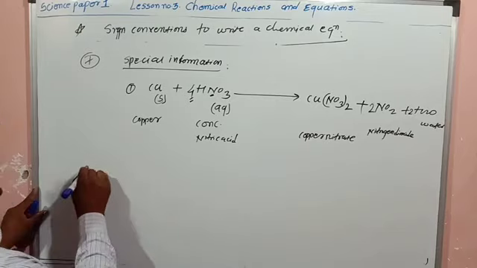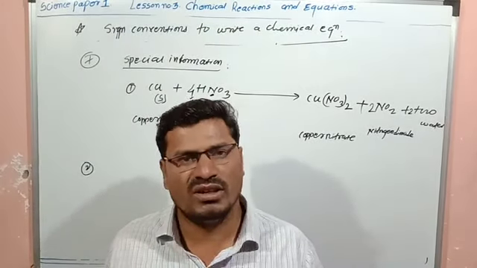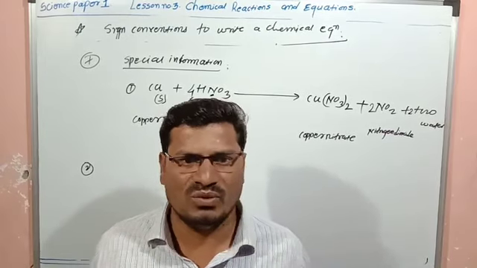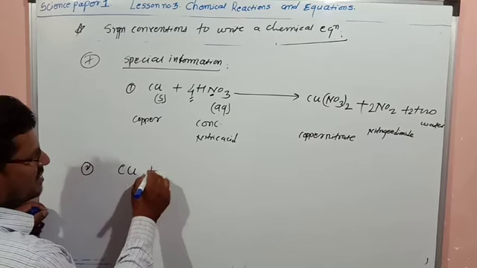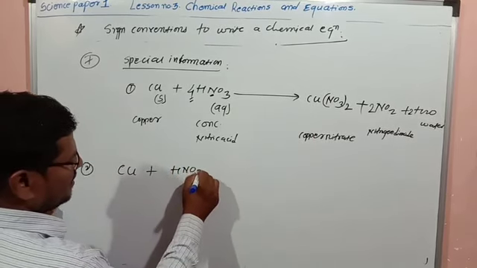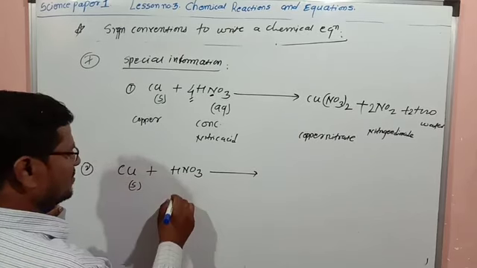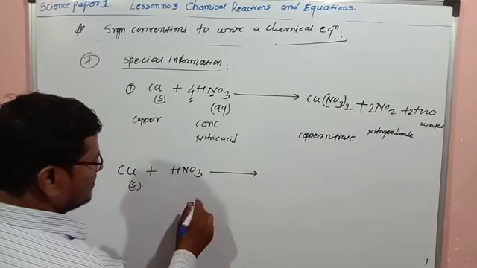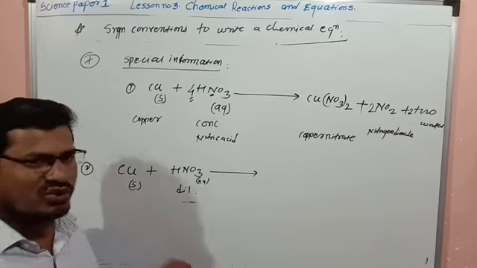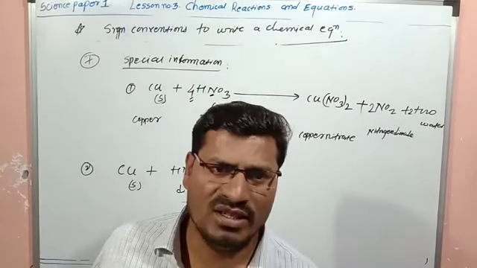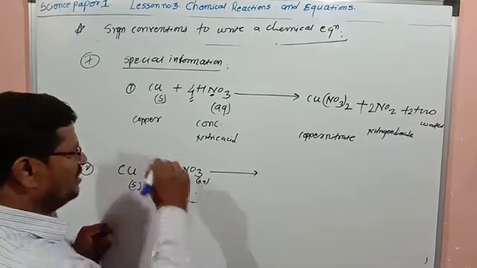So the second thing: if you are taking dilute HNO3, dilute nitric acid, then what will the reaction be? That one we have to study. So Cu as it is, HNO3 is there, and a reaction will be there. Now this one is solid, this one is aqueous, but it is dilute. So when you are taking dilute nitric acid, at that time you have to take more molecules. So you have to take 8 HNO3.